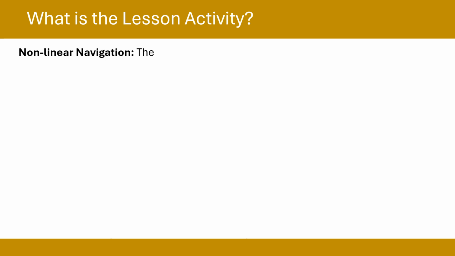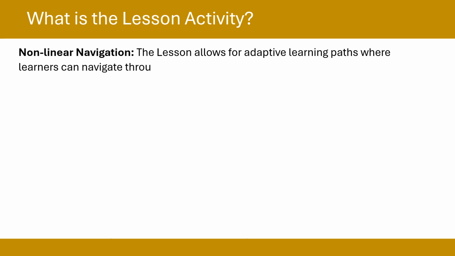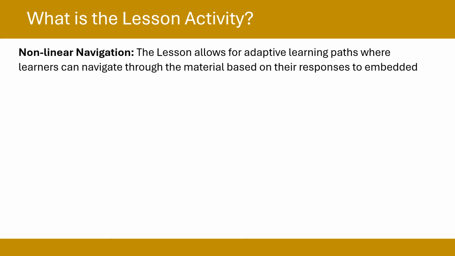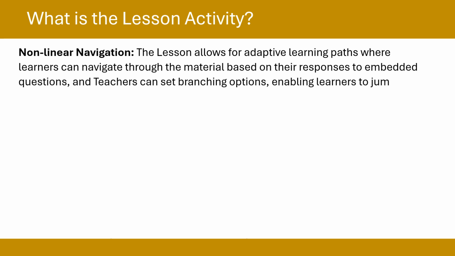Number 1. Nonlinear navigation. The lesson allows for adaptive learning paths where learners can navigate through the material based on their responses to embedded questions, and teachers can set branching options, enabling learners to jump to different sections or receive additional information based on their choices.